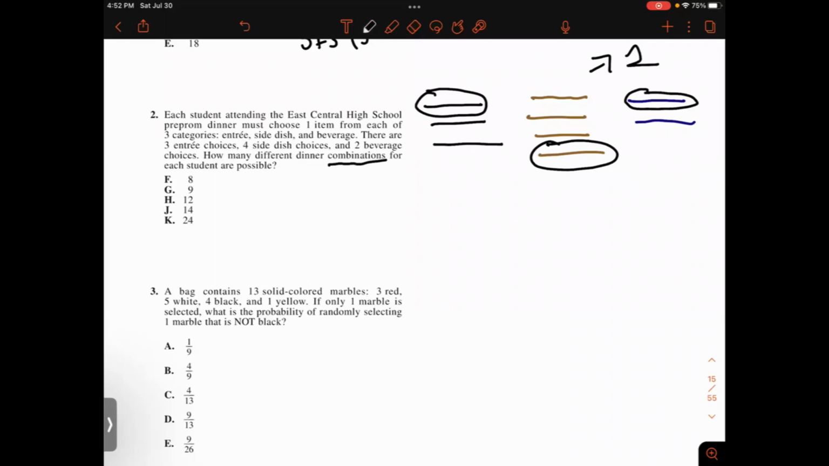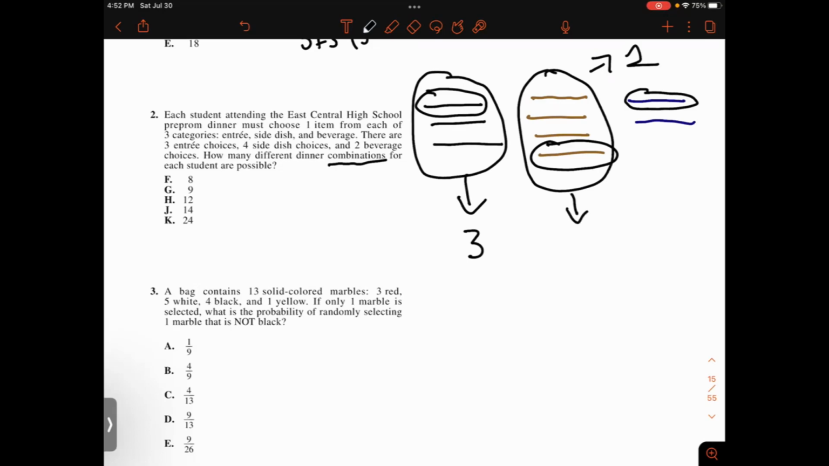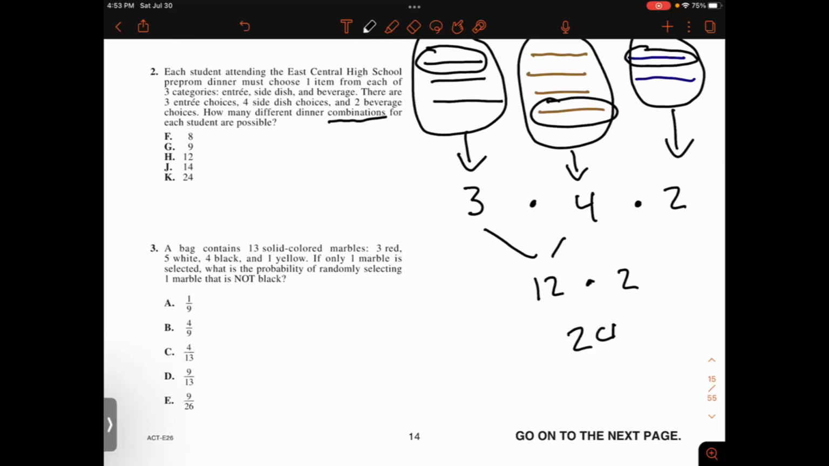And the way to do a combination question is that we have 3 entrees, 4 side dishes, and 2 beverages, so we multiply all 3 of them. So we do 3 times 4 times 2. That gives me 3 times 4 is 12, times 2. 12 times 2 is 24. So my answer for this one is 24.